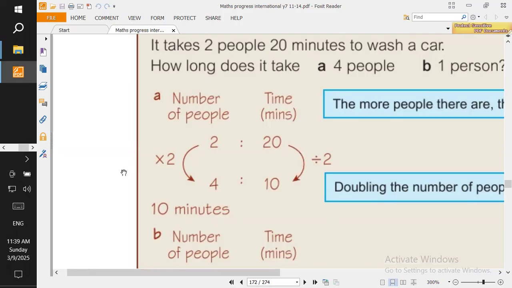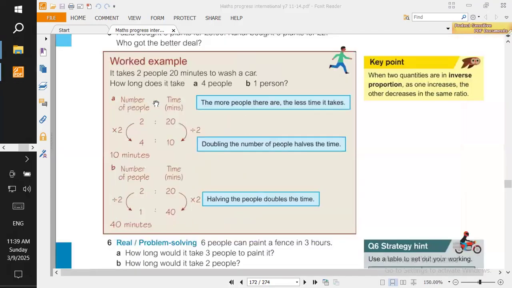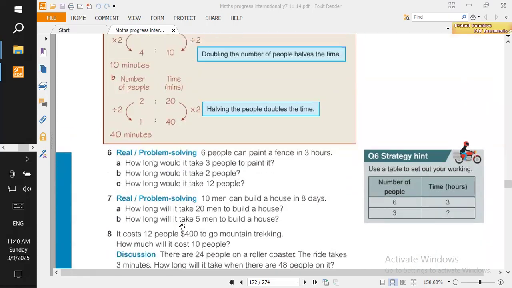Now, the question is, how do you know if it's inverse proportion or not? Basically, if the question is talking about time, for example, here it takes 2 people 20 minutes to wash a car. How long does it take for 4 people or 1 person? This question is talking about time. It means the more people, the less time you need to do something. That's why we say this is inverse proportion. So basically, if the question is talking about time, most likely it's inverse proportion. Let's take a look at one of the questions and understand that more.